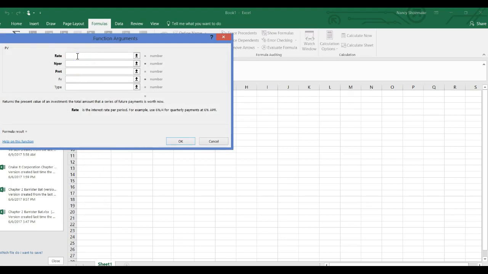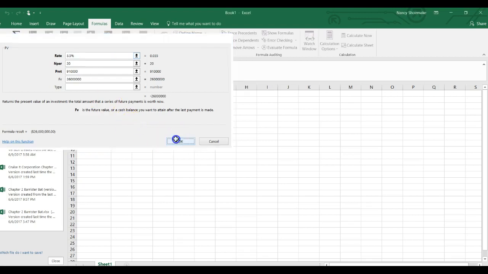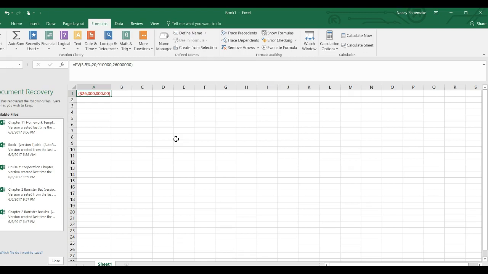The interest rate is going to be 3.5%. Number of periods 20. The payment is $910,000, which again is derived from the interest rate on the bonds. The future value is going to be $26 million. And as you see, the issue price would be $26 million.